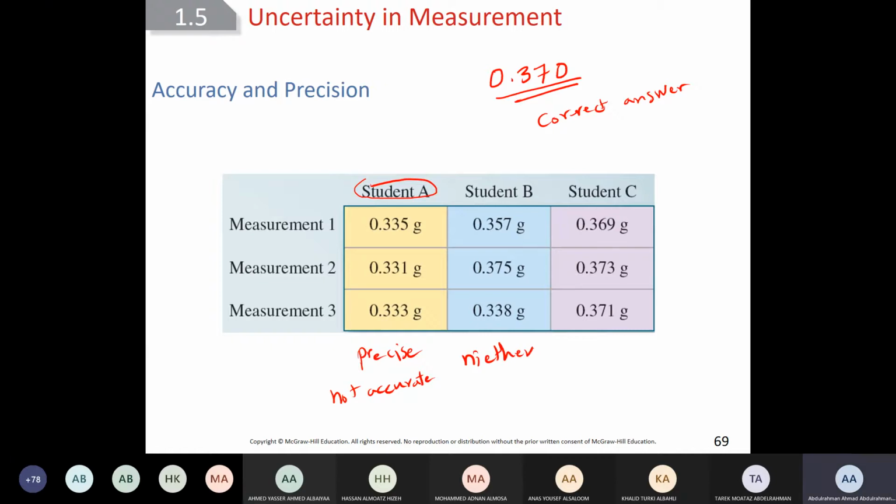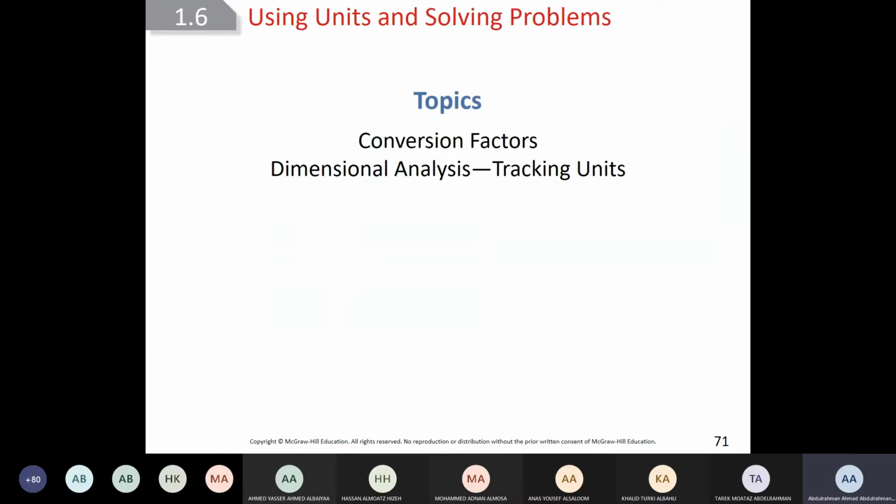How about student C? Accurate and precise. Yes, accurate and precise. I hope you know this. Good. All right. Dimensional analysis.